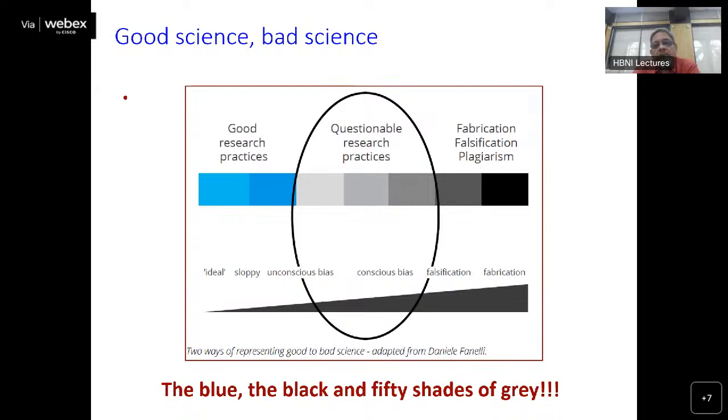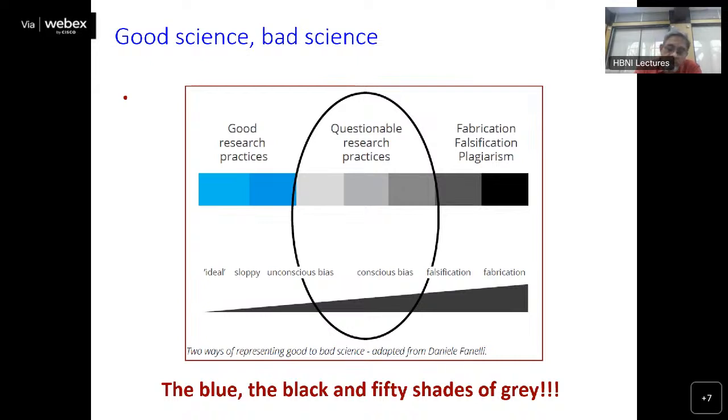So when you cross this line, then the real glimmer of misconduct starts appearing. Beyond this conscious bias, when you cross this line, then you really go into the severe scientific misconducts, which are fabrication, falsification, and plagiarism. This figure, of course, I have adapted from Daniel Fanelli's article. He has written a lot of articles on what is good science and bad science, and what is misconduct. So I advise you to read these articles by Daniel Fanelli. Basically, what this figure tries to convey is that between the blue and the black, there are quite a few shades of gray in between.